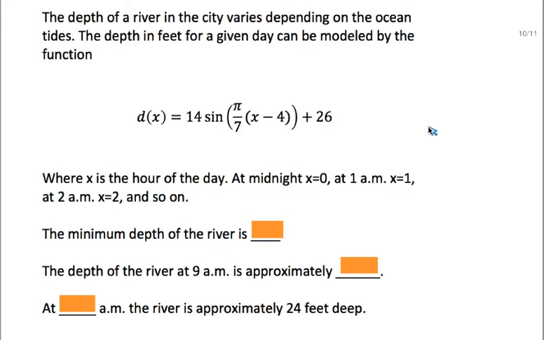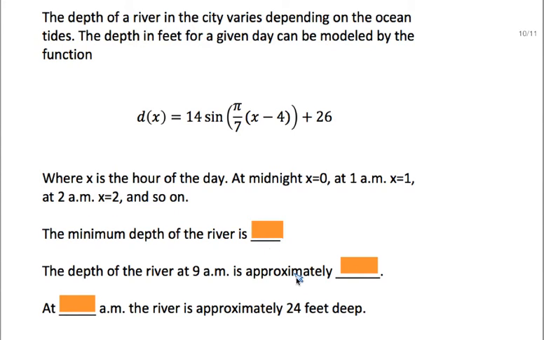Last type of question you're going to see. You have an application problem, and it deals with your sine graph and the transformed sine graph. So we have the depth of a river in a city varies depending on the ocean tides. It should sound very familiar to some of the application problems we've looked at. The depth in feet for a given day can be modeled by this function. You'll have an equation where x is the hour of the day. At midnight, x equals 0. At 1 a.m., x equals 1. 2 a.m., x equals 2, and so on.